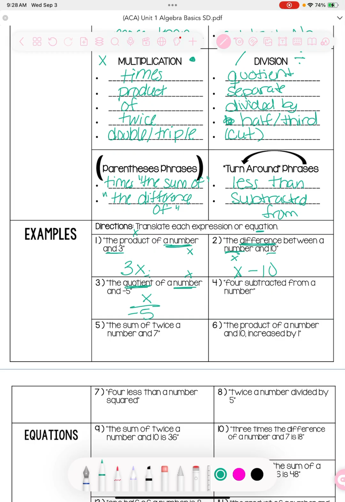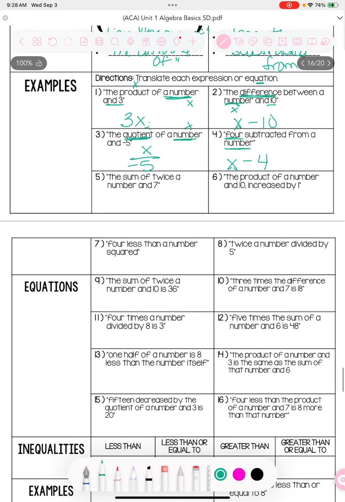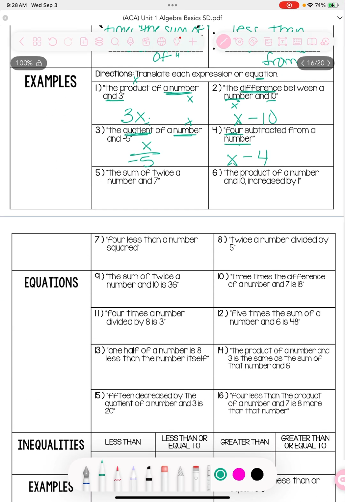4 subtracted from a number. So 4 comes first, or, this is the turnaround one. So we have a number that it's subtracted from, and we subtract 4 from it. The sum of twice a number and 7 is going to be 2x and 7, and the sum is addition, so 2x plus 7. The product of a number and 10 is increased by 1. So the product of a number and 10, so we're going to take 10x, and then we're going to increase it by 1.